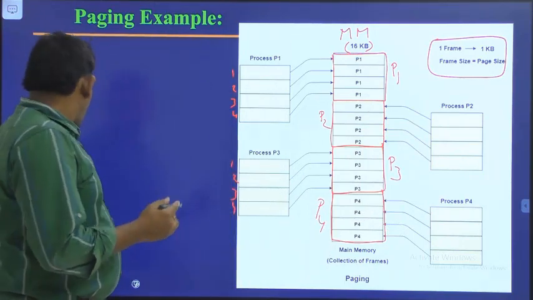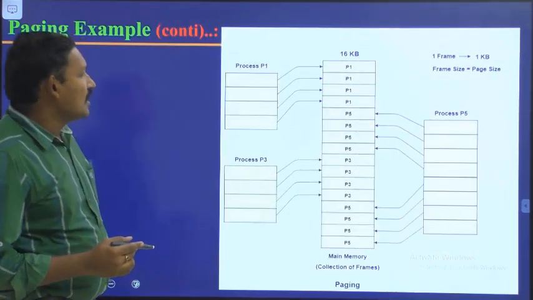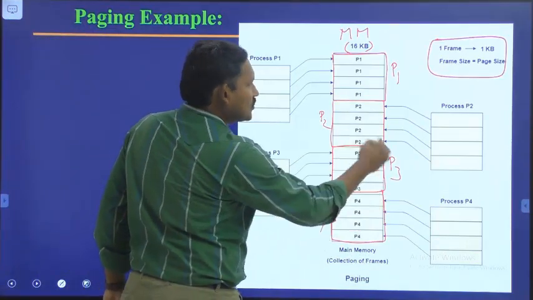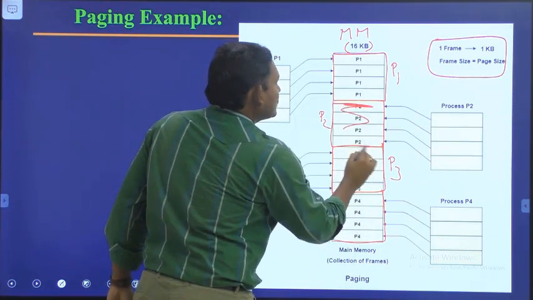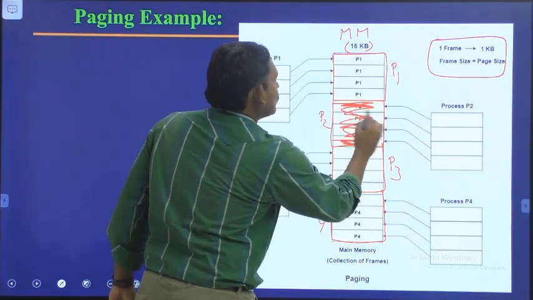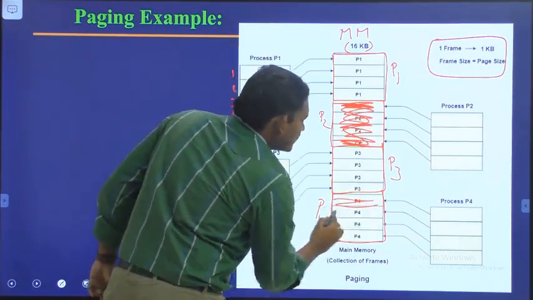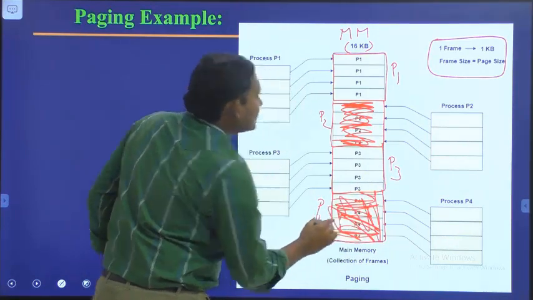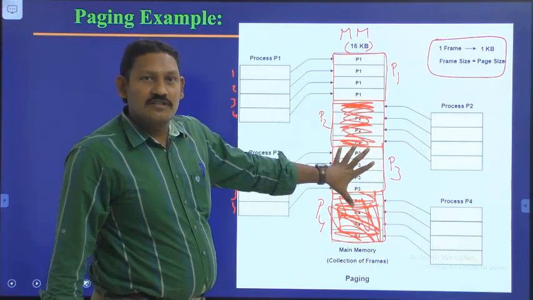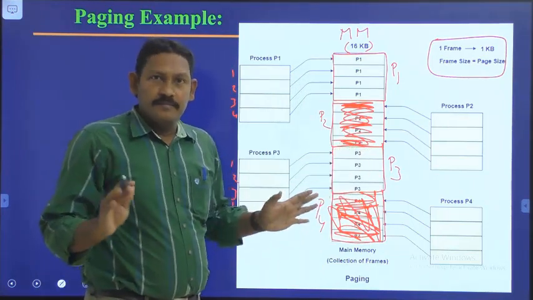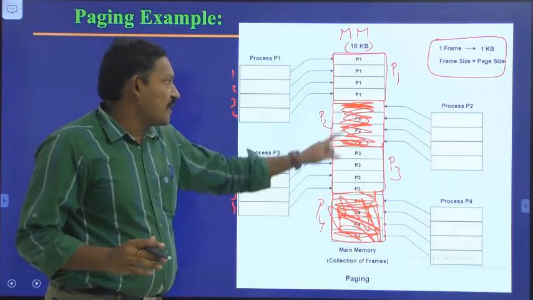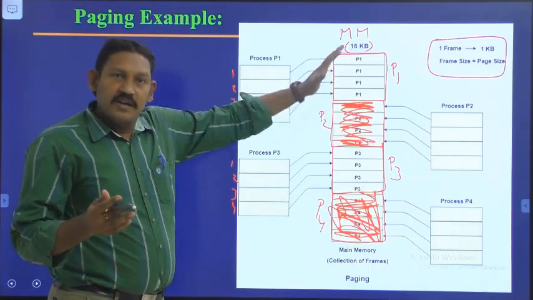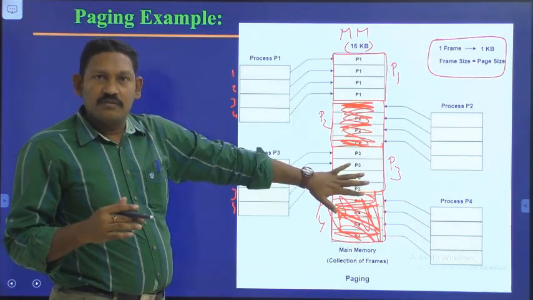Okay. So now what can we do? Process 2 has finished execution. Next, process 4 has finished its execution. Okay. So what happens? These two slots will be made empty. See, these 2 slots are empty. First 4 P1, next 4 empty, next 4 P3, next 4 empty.